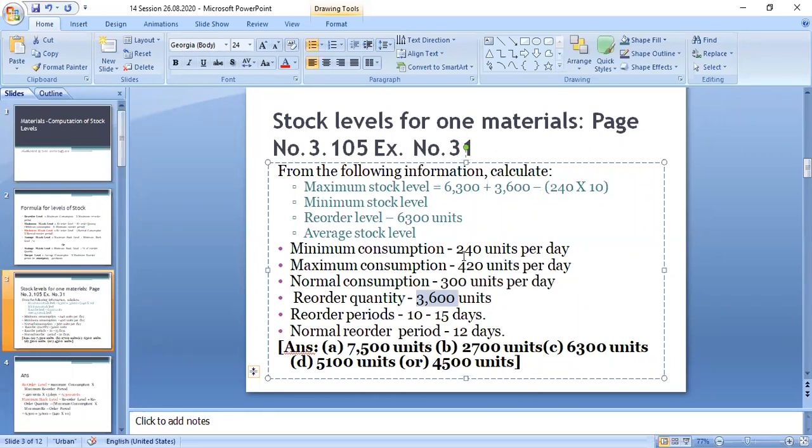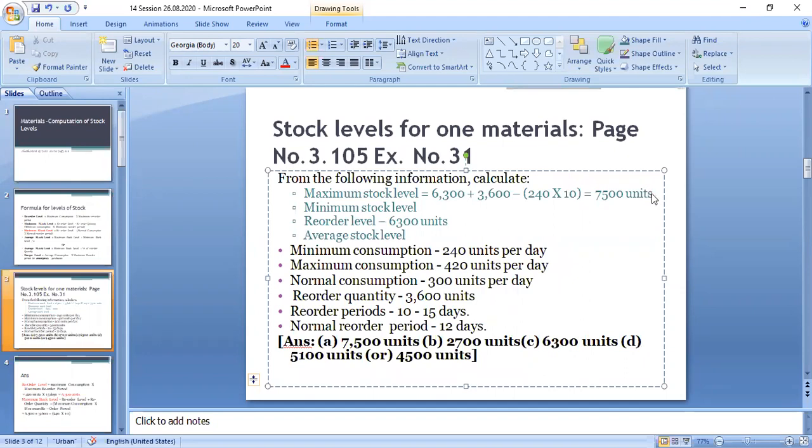What is the minimum consumption? Minimum consumption is 240 units per day. What is the minimum reorder period? 10 is the minimum, 15 is the maximum. Now you can put the answer. This is 6,300 plus 3,600, that answer is 9,900, minus 2,400. That answer is 7,500 units. 7,500 units. So have you got the answer for this one?